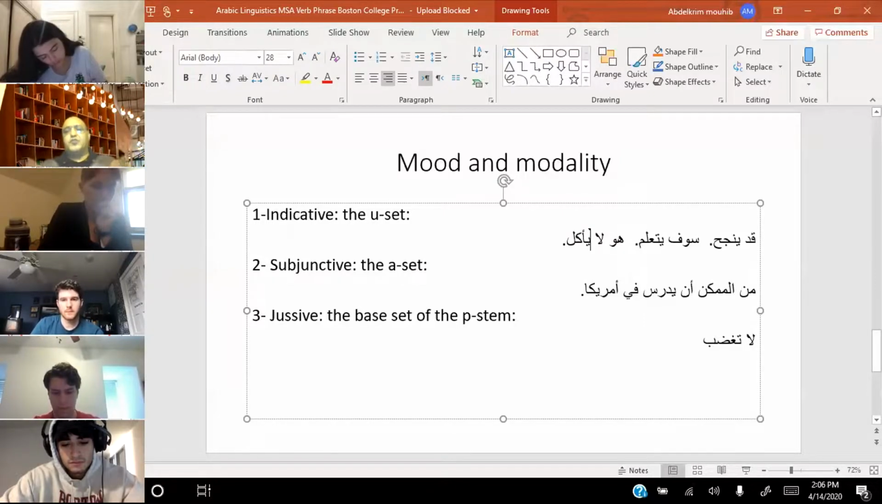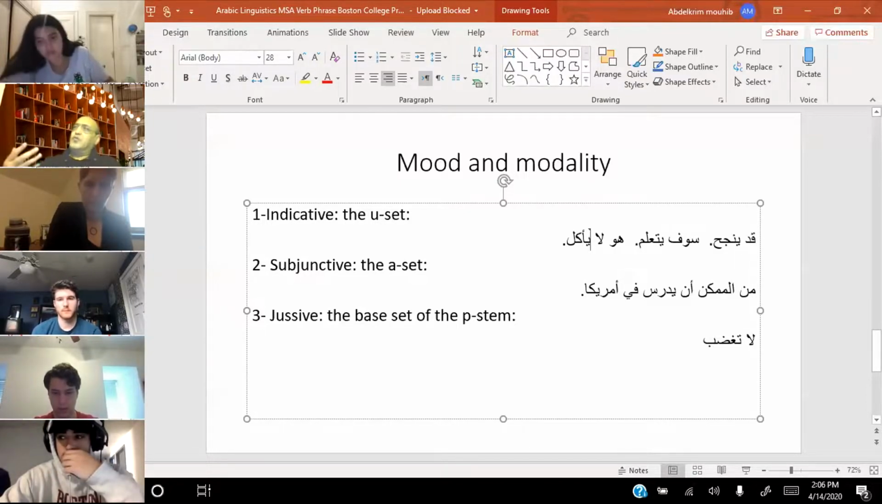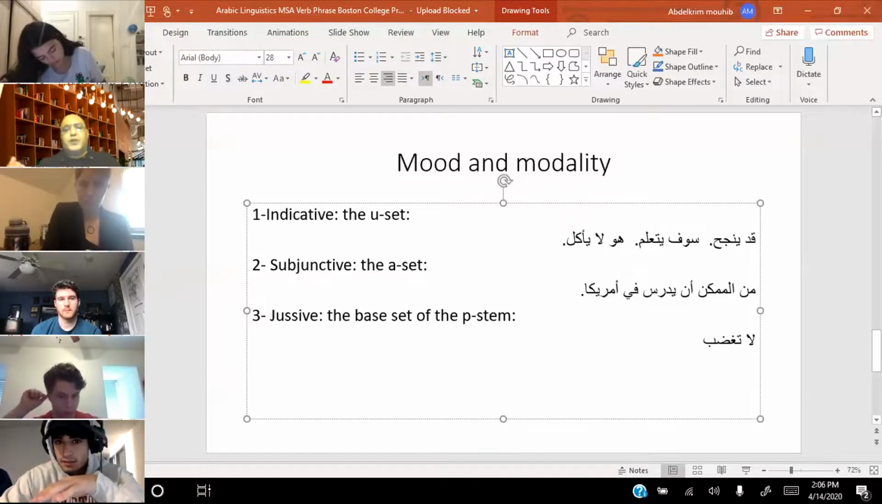The indicative mood: this is what I would like you to try to remember. You use قد with the verb, the P stem, right? You use سوف or سـ, and then you use لا, right?